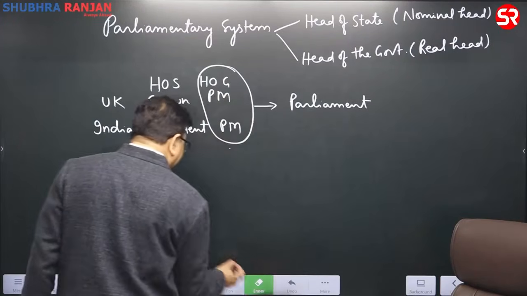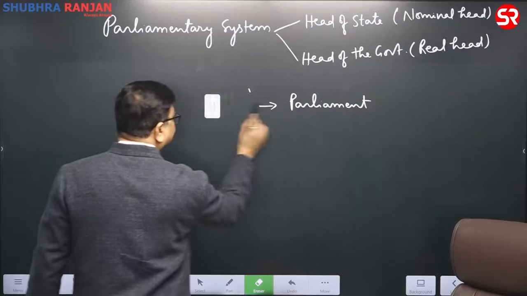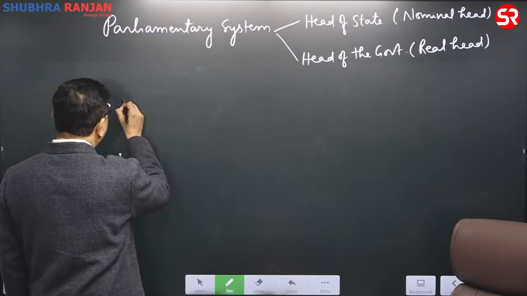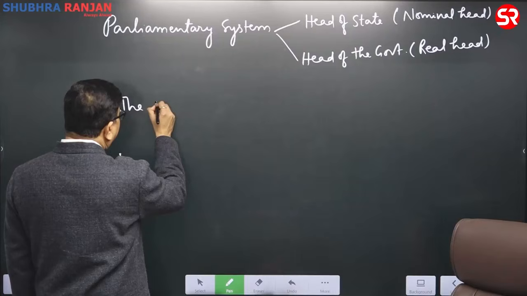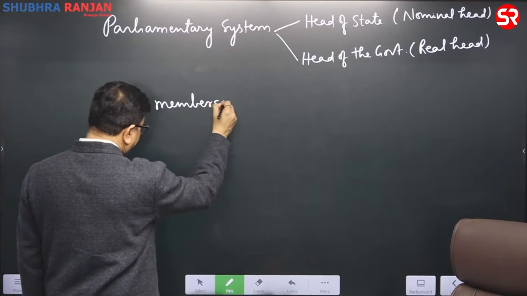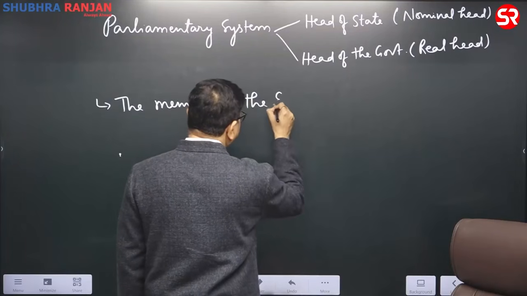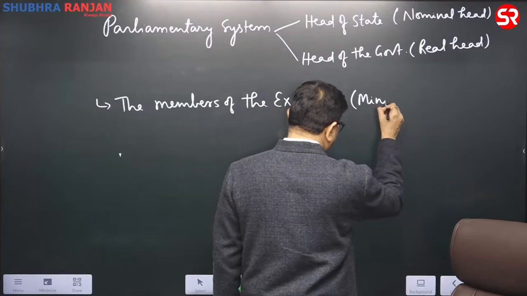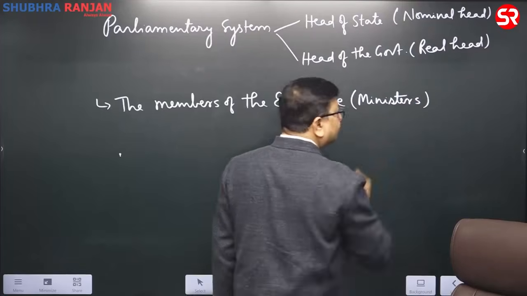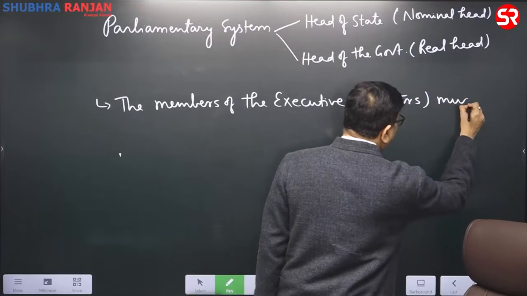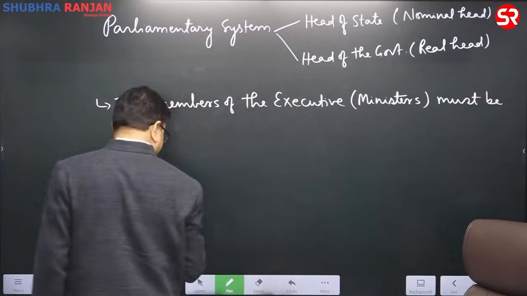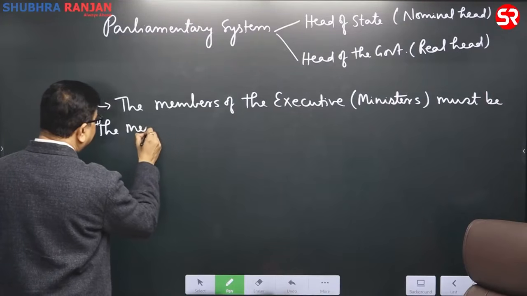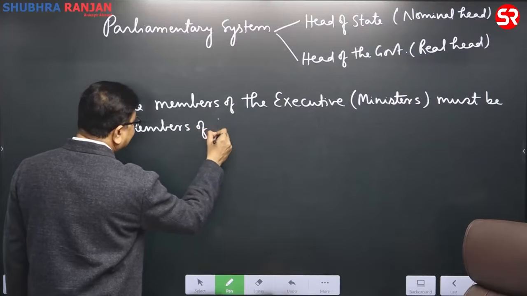Then another important feature of the parliamentary system is that the members of the executive, that is the ministers, must be the members of the legislature.